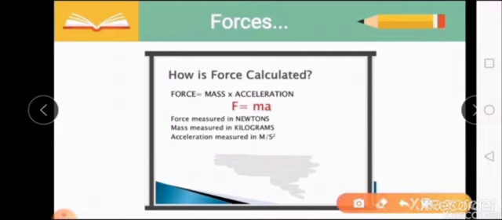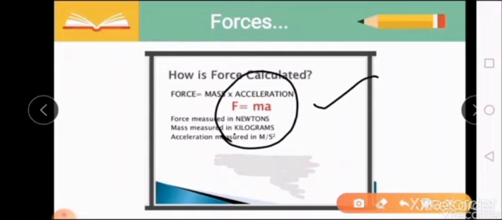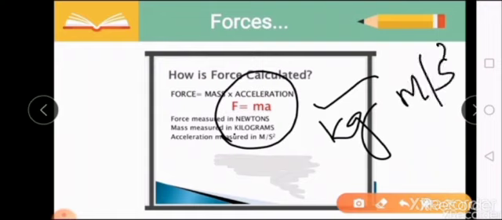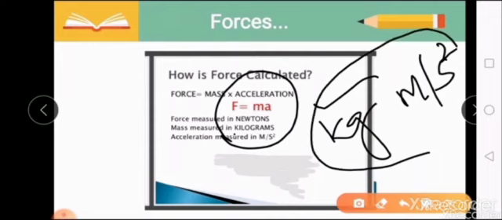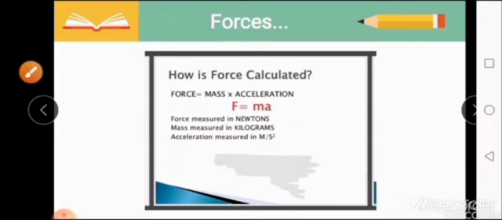Now, how is force calculated? This equation is very familiar. You get it from Newton's second law of motion, F = ma. Mass is in kilogram, acceleration is measured in meter per second square, and force is equal to mass into acceleration. This kilogram meter per second square altogether you write as Newton, right? So that is how you get the unit of force and how you are going to calculate it for simple numerical problems.